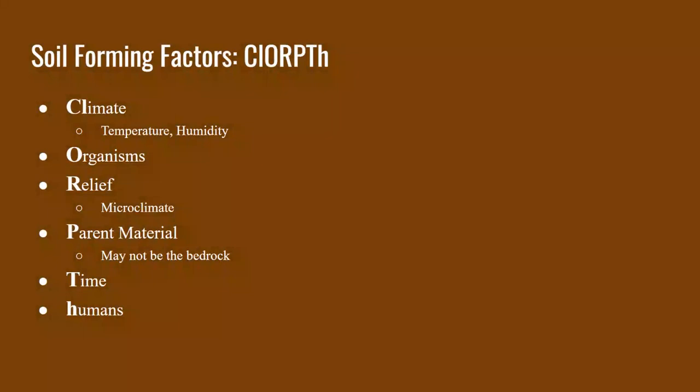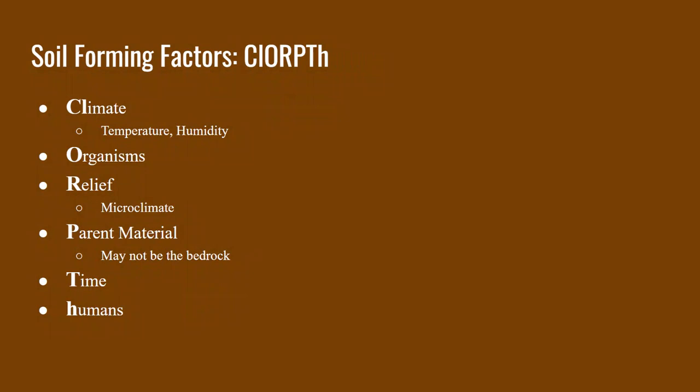Now, some soil forming factors include climate, like temperature and humidity, and this determines how much water is in the soil and also what plants can grow on the surface of the soil, which affects the next factor, the organisms that are present in the soil. For example, do the trees drop a lot of leaves, creating more organic matter, or are they coniferous, with acidic needles, making the soil more acidic.